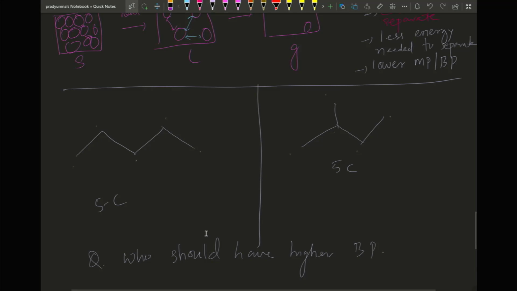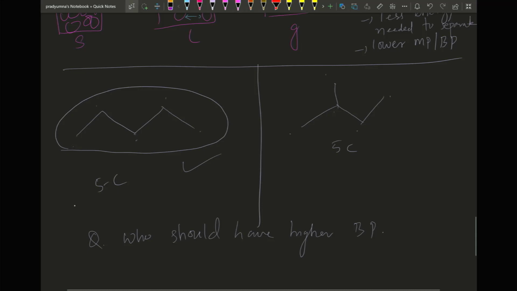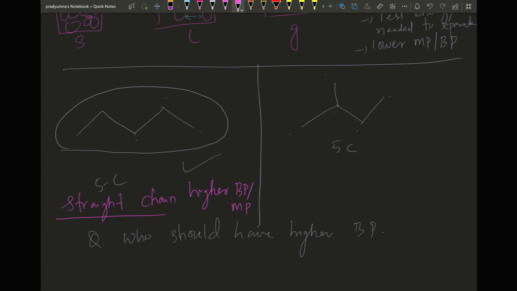So this one is straightforward. Anything that is branched is easier to separate, I mean, which means less energy. So it's going to have a lower boiling point. So this one is going to have higher boiling point. So that's the answer. So in summary, straight chain is going to have higher boiling point and melting point in comparison to the branched chain, as long as they have the same carbon atoms.